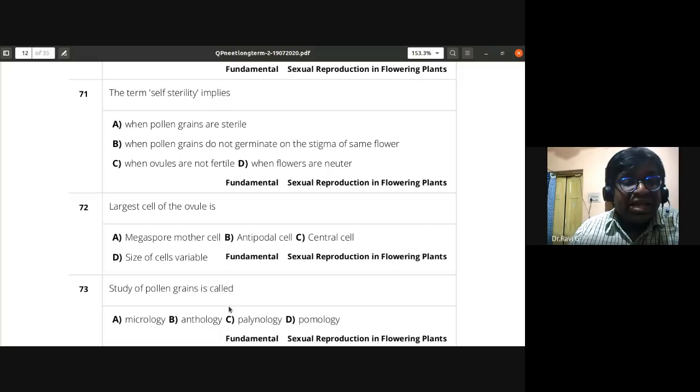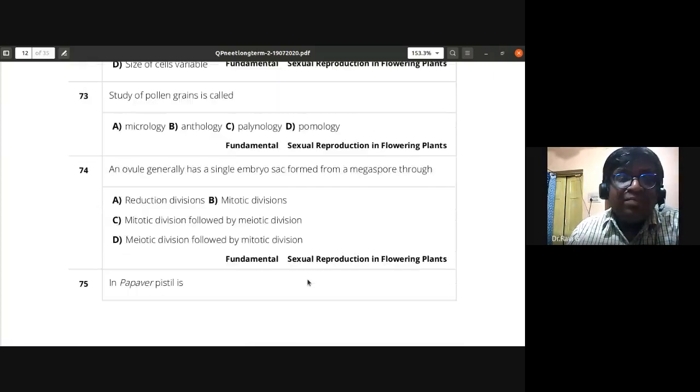Study of pollen grain is called palynology. Okay, microbiology is study of microorganisms. Anthology is study of flowers. Pomology is study of fruits. So palynology is study of pollen grains. So 73rd, C is the answer, palynology.